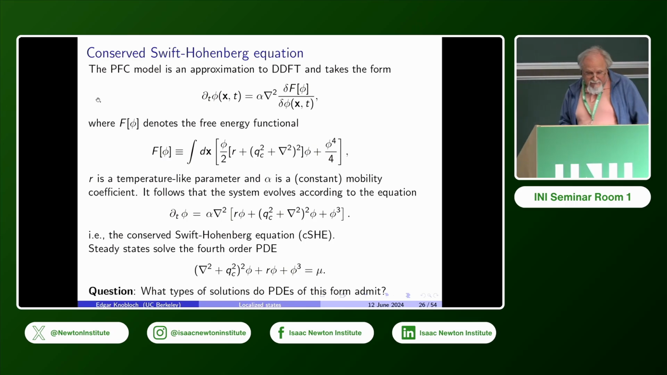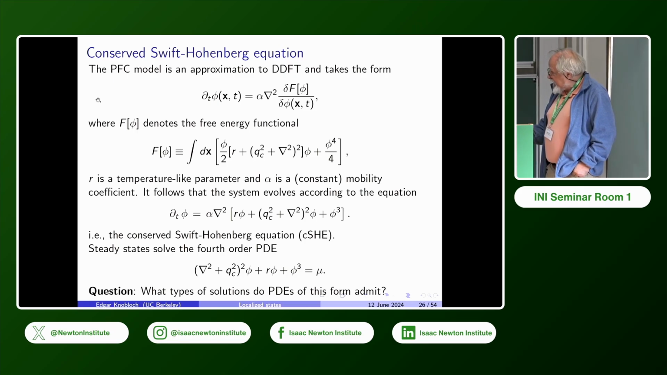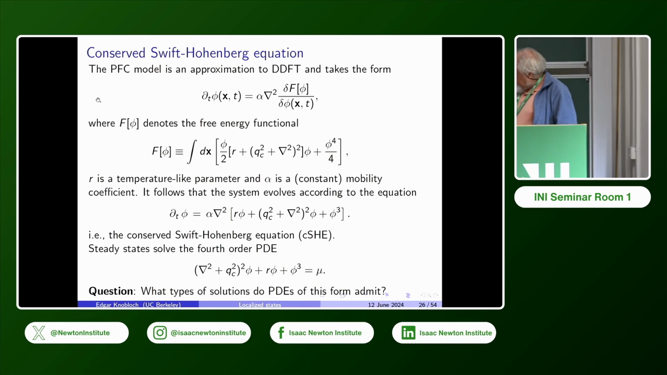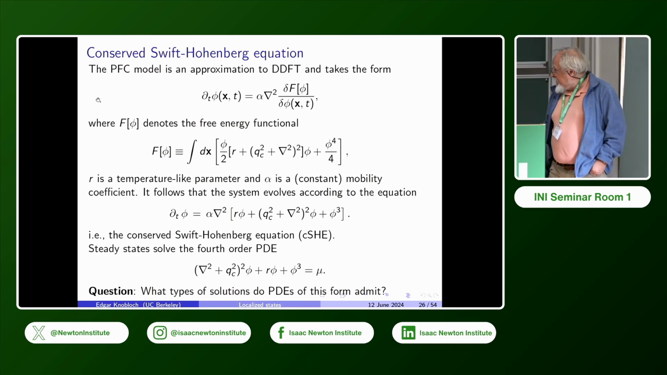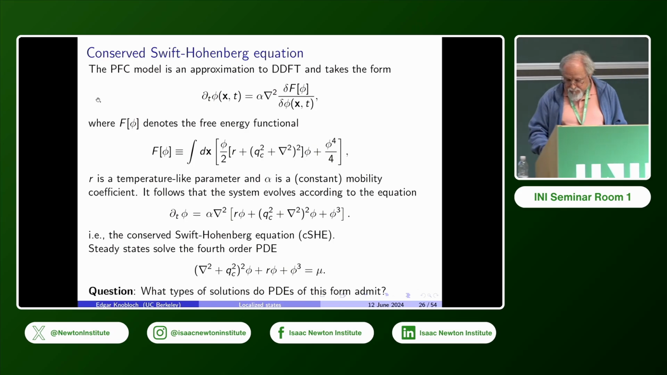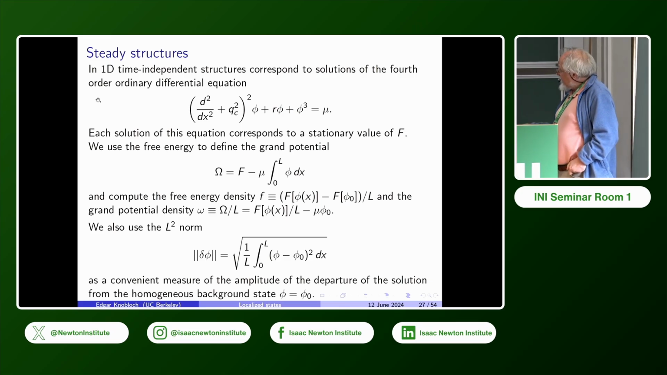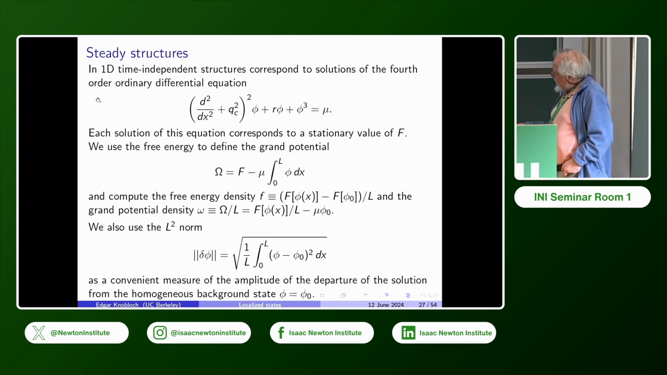And if you're interested in steady states, and I've been talking mostly about steady states, then the steady states solve this equation where mu again is the chemical potential. So this is a nonlinear elliptic equation. And the question of interest is, what are the possible solutions of this? If you look at this in 1D, so this is now just an ODE, you can look at the solutions in terms of the grand potential density, little omega here, or the free energy density, little f here, or in terms of the amplitude or norm of the solution defined here.